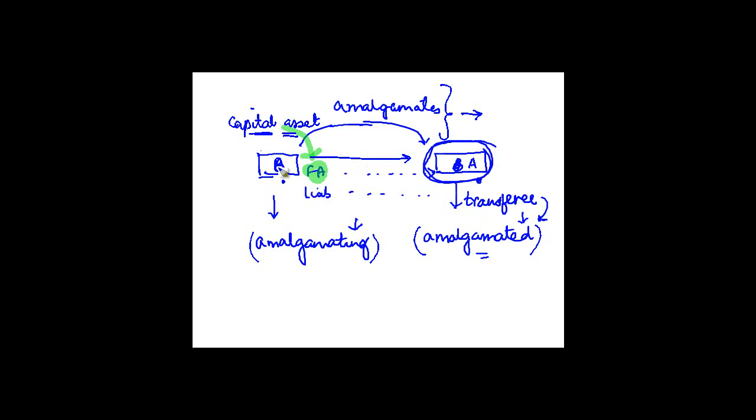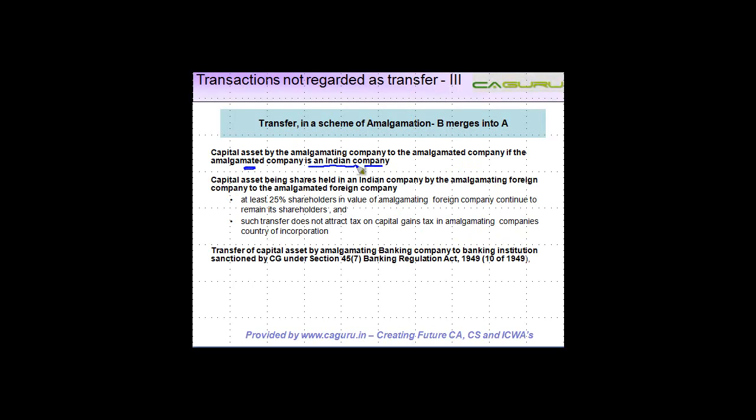Interestingly, under the Companies Act, the merger of an Indian company into a foreign company is not allowed. So under the Companies Act, in any case, this company cannot be a foreign company. But anyways, the way the law stands today, it requires that this amalgamated company has to be an Indian company. Okay. First, let's see the third one, and then I will explain to you the second one. This is first, this is second, and this is third.